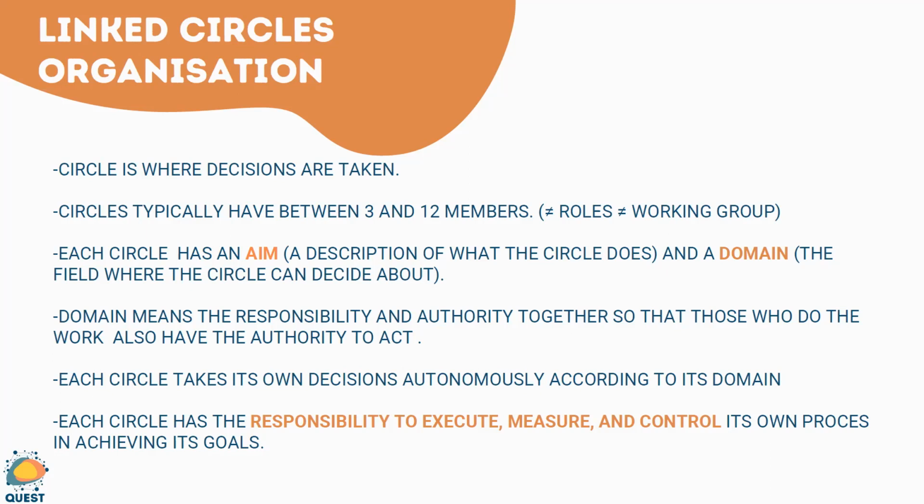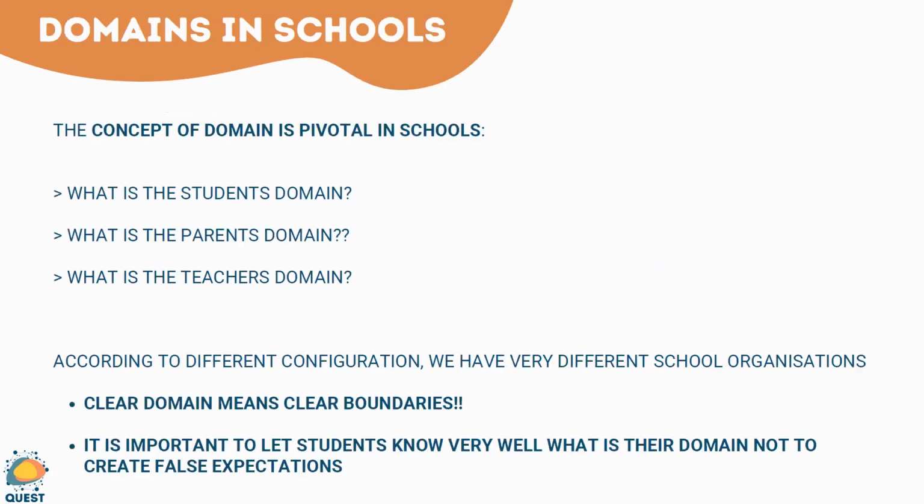As I said, each circle has an aim, the description of what the circle does, and a domain. The domain is the field where the circle can decide. This is the most important topic for a school. It's really the area of decision of every circle. And the domain is what allows a circle to be autonomous and decide autonomously about its aim.